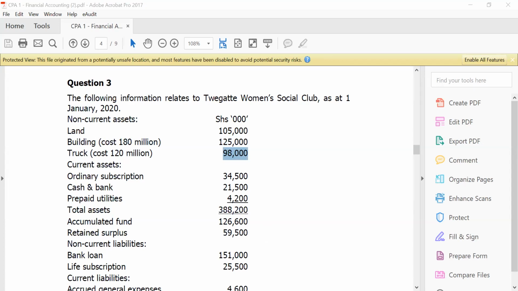Somebody says share the paper. Okay, just a moment. Just a moment.